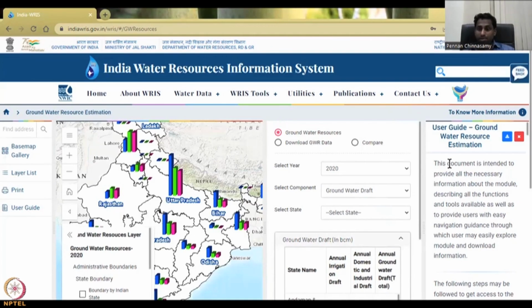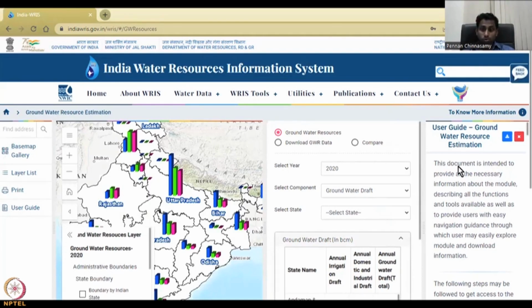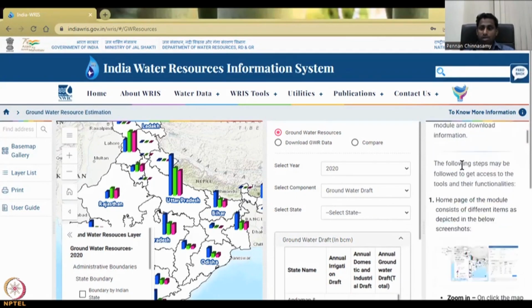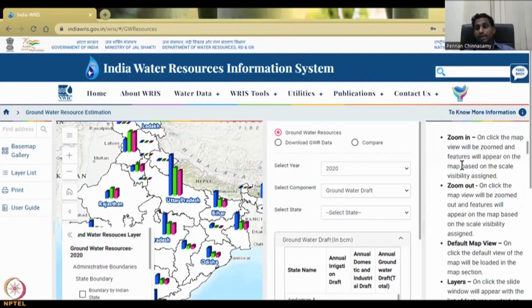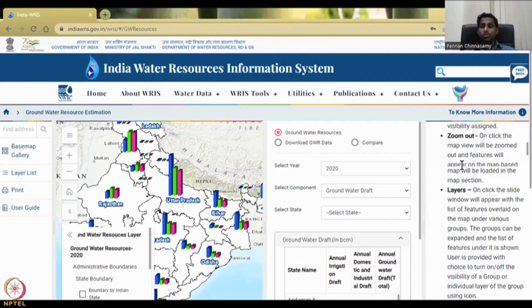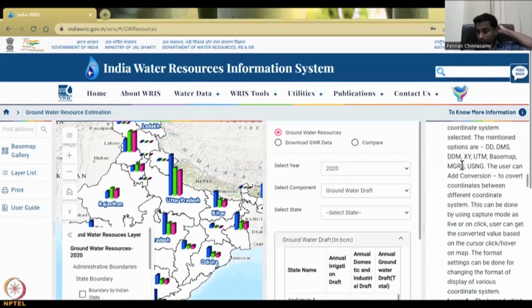Your left panel, this panel, what you see here, always has your menu or your details about what this is. You can bring it down to see if anything you would like to read, zoom in, zoom out, the menus, and also the tutorial.